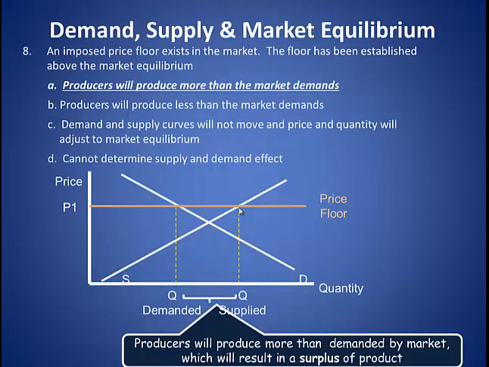So in this case, what's going to happen is producers will produce more than the market demands, and there will be a surplus. So producers will produce more than demanded by the market, which will result in a surplus of the product.